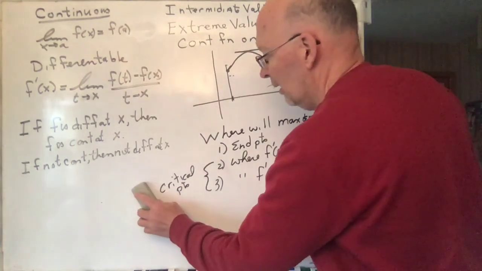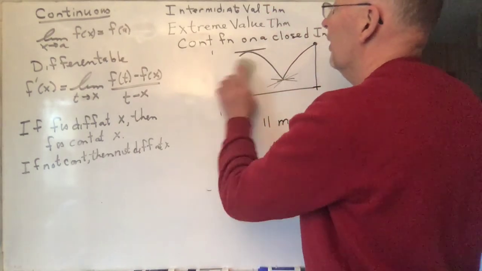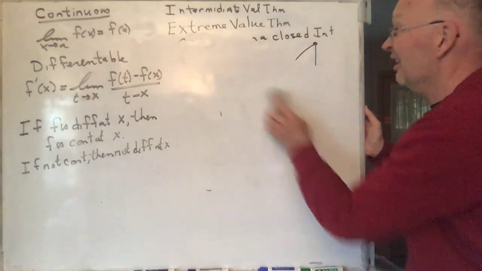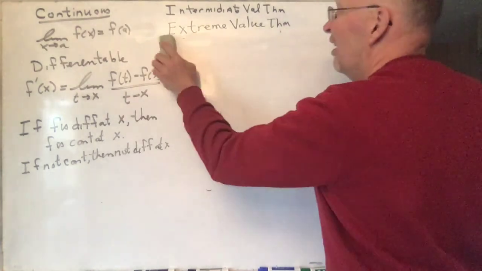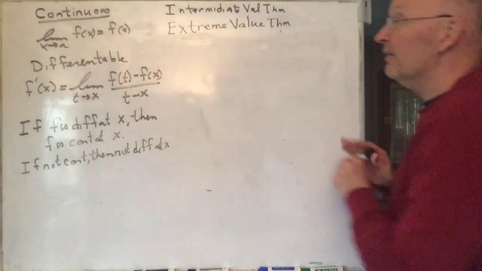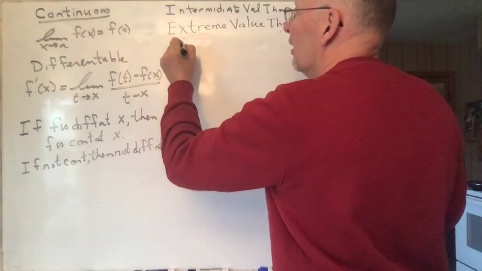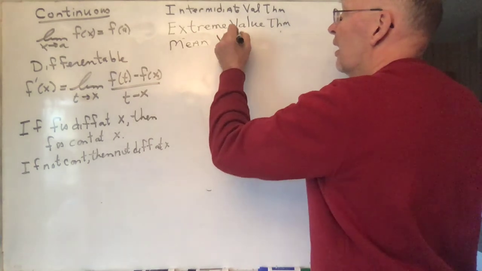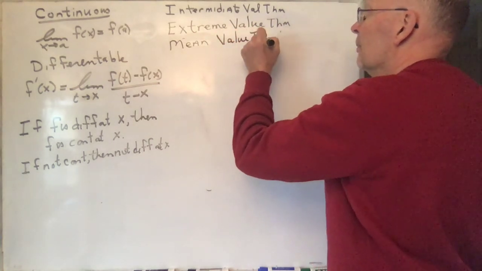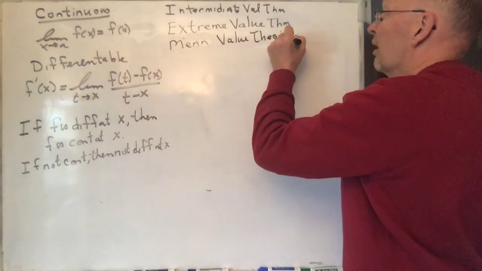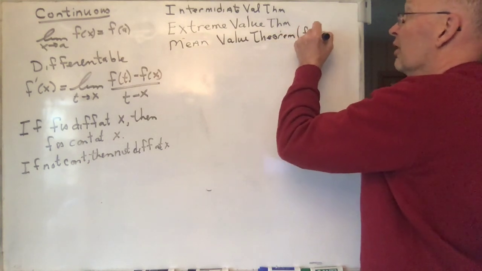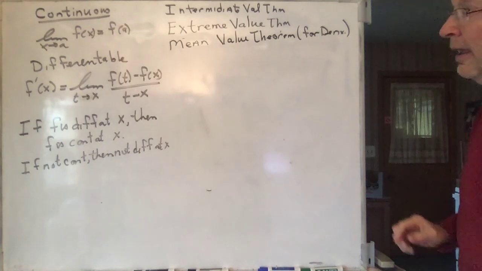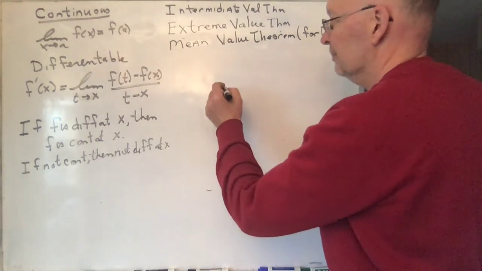Okay? Finally, the last one is called the mean value theorem. Mean as in average. Mean value theorem. Sometimes we say for derivatives. Okay? And here's what the mean value theorem says.